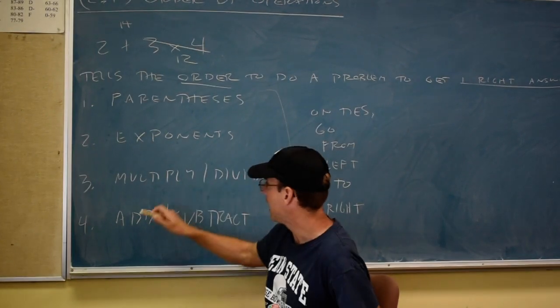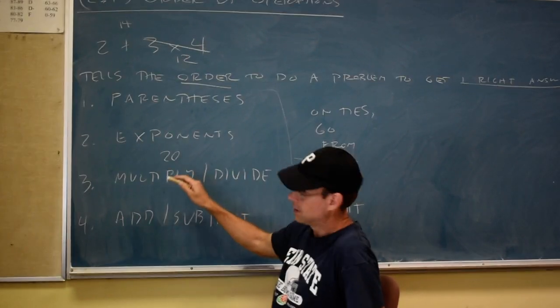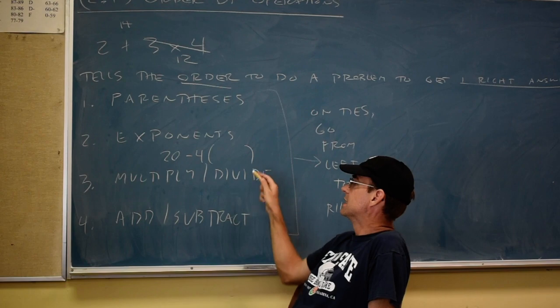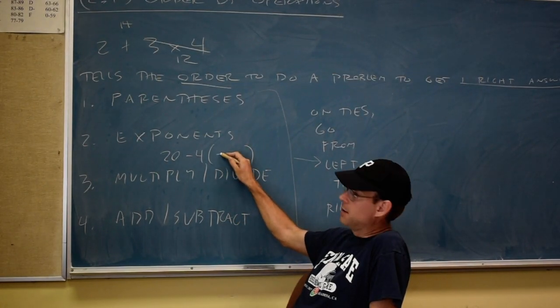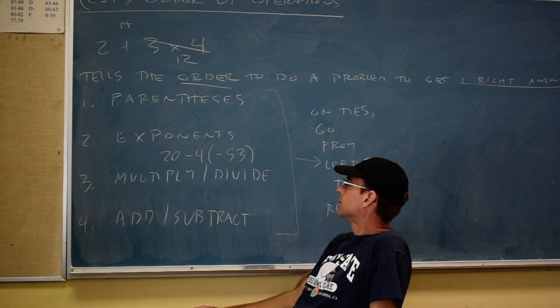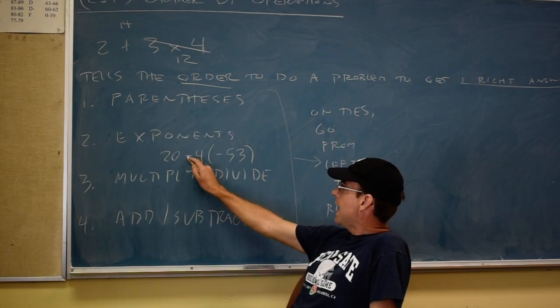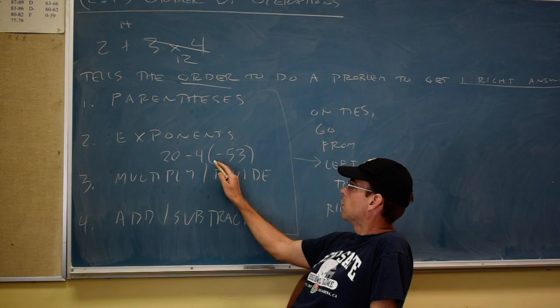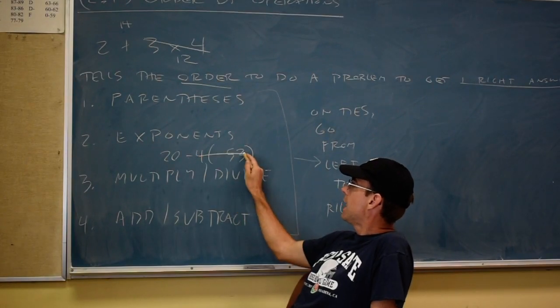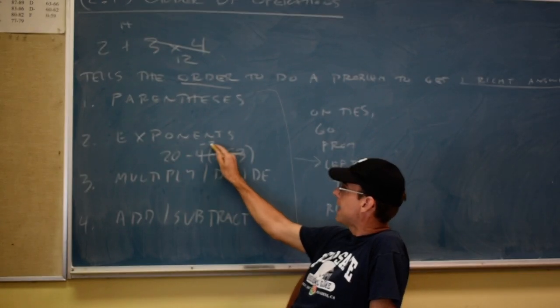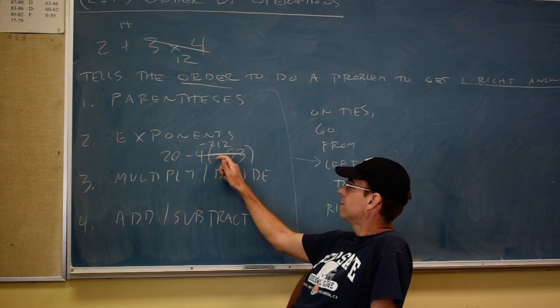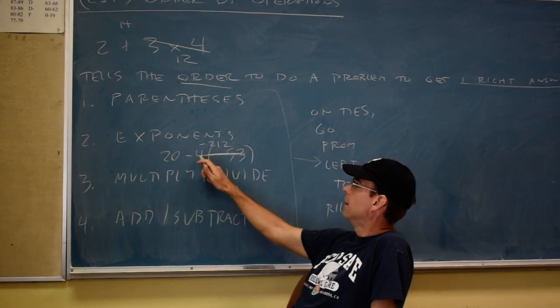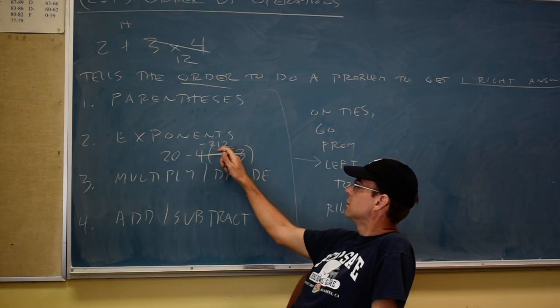So the problem would now look like 20 minus 4, which has just been sitting there the whole time. And we just resolved the inside there to be a negative 53. Now we've got to subtract and we've got to multiply. So we're going to multiply. 4 times negative 53 is negative 212. Okay, it's a positive 4 times a negative 53. That's a negative number. 4 times 53 is 212.